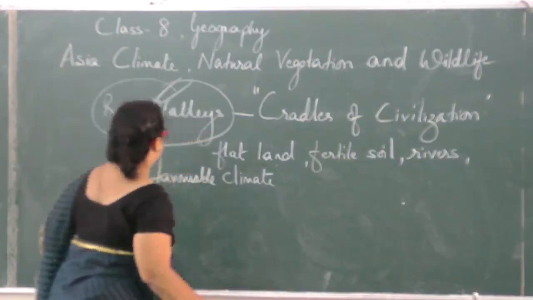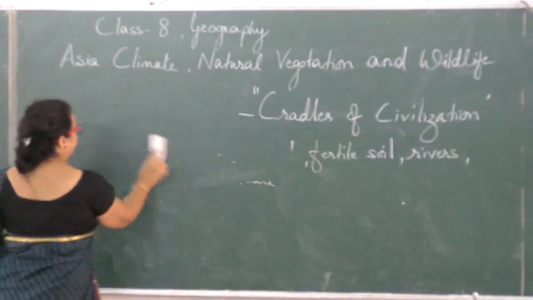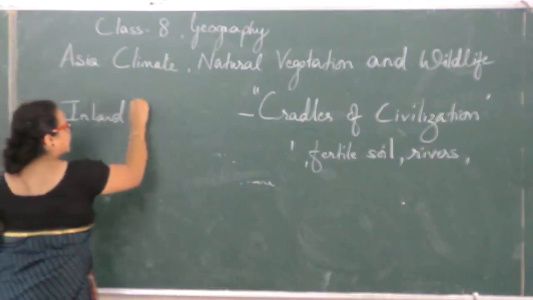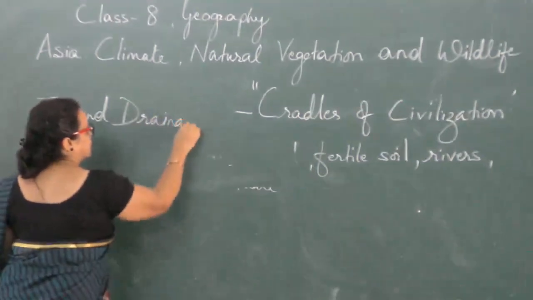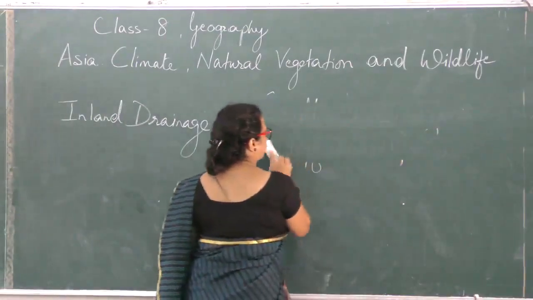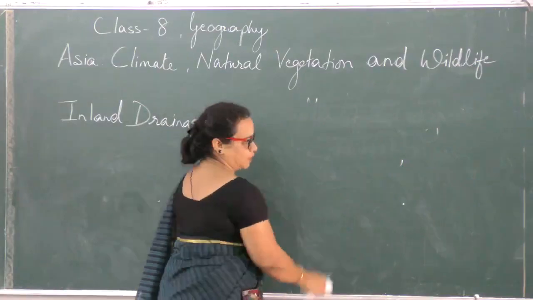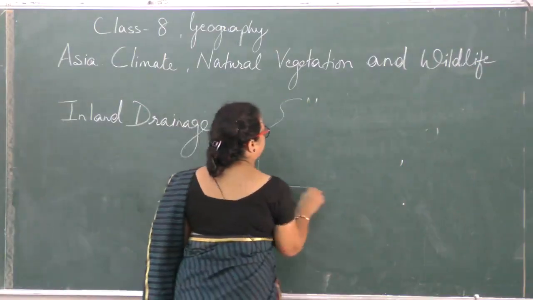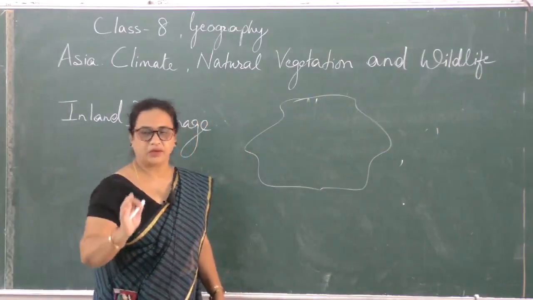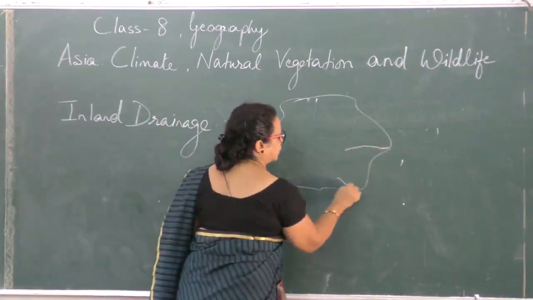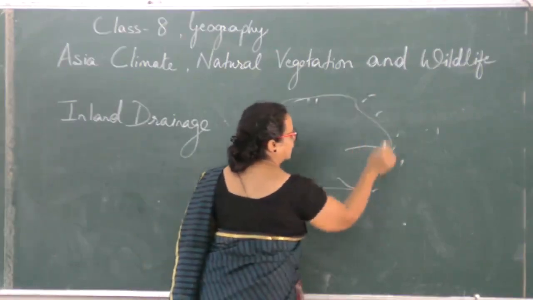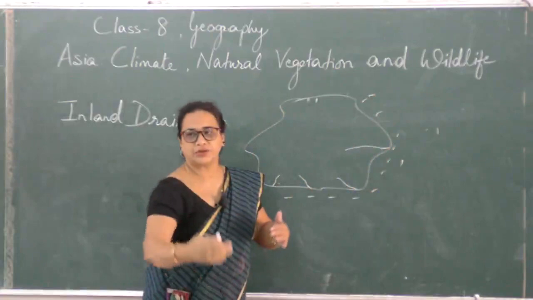Another term is inland drainage. You may have studied it in the junior classes. Now you need to clear your concepts in case you did not understand. If we take any mass of land, assume it is a continent. Clear? Normally, all the rivers flow into the oceans and seas. This side is the water body all around. Clear? A river falls into the sea and joins.